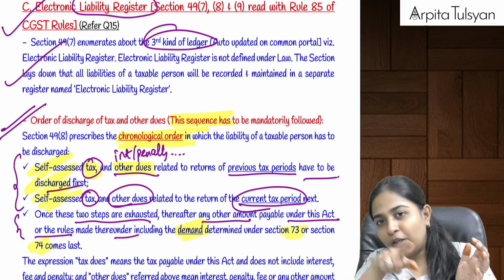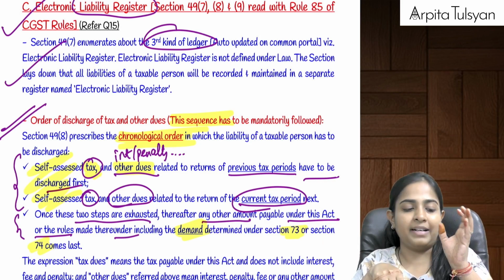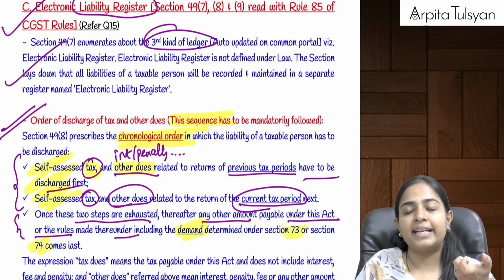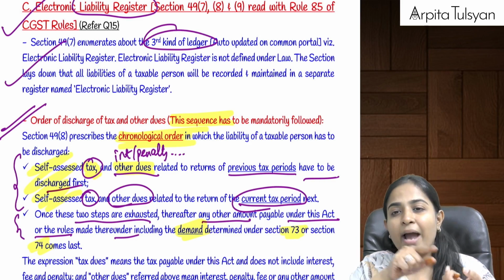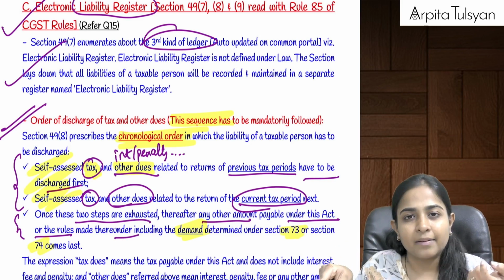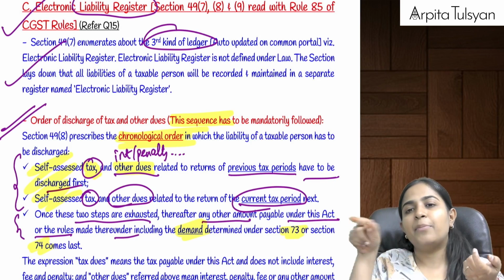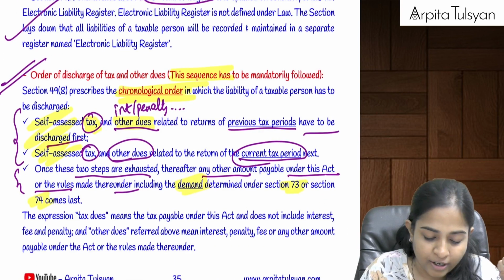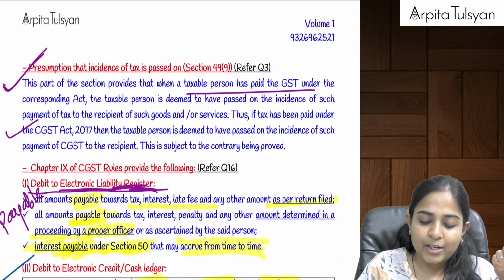Then how will you pay it? If we have debited the electronic liability register with the payable amount, when you actually pay it, you will be crediting it. And this liability can be discharged out of your electronic credit ledger and out of your electronic cash ledger. Are you clear with this?